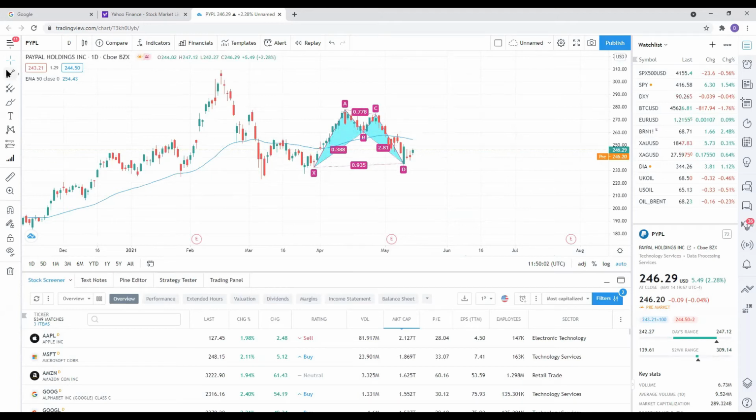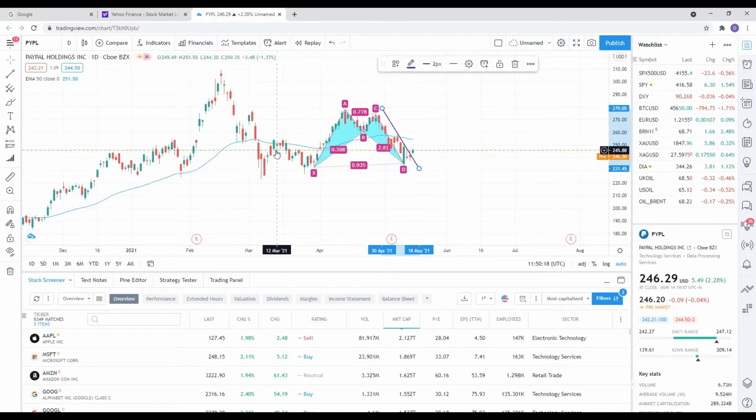What I'll do, I'll place a trend line here. I'll wait for the price of the asset to break this trend line. This is going to occur in a while. So you see here the price already breaking this trend line.